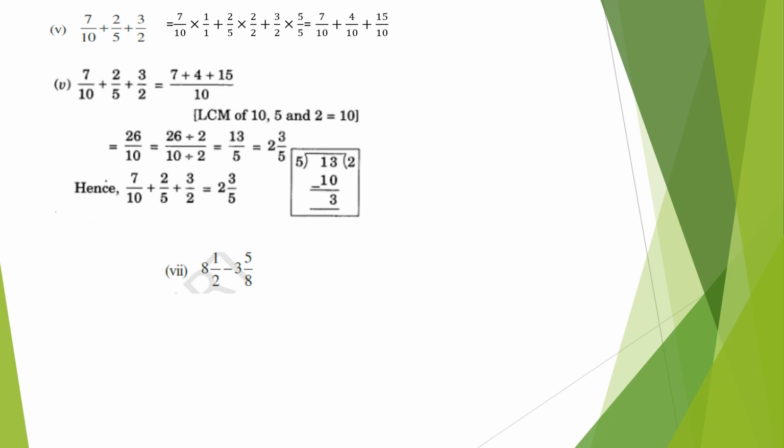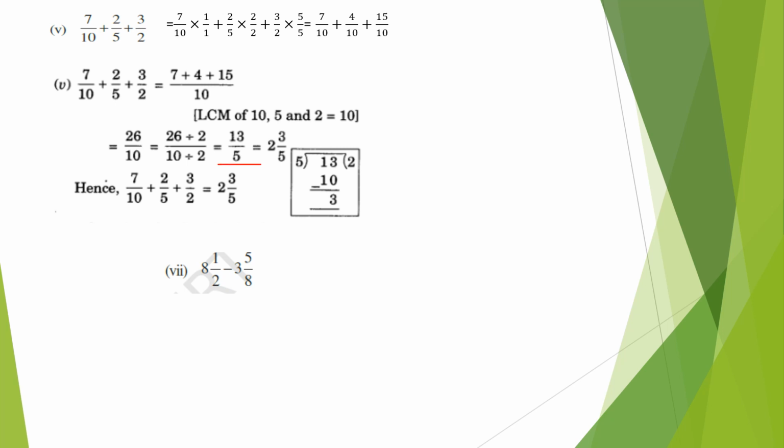Now the denominators are the same. We can add the numerators together and keep the same denominator. So we get 7 plus 4 plus 15 whole divided by 10, which is equal to 26 upon 10. In 26 and 10, 2 is common, so we can cancel it. Both the numerator and denominator are divided by 2. So we get the answer as 13 upon 5.